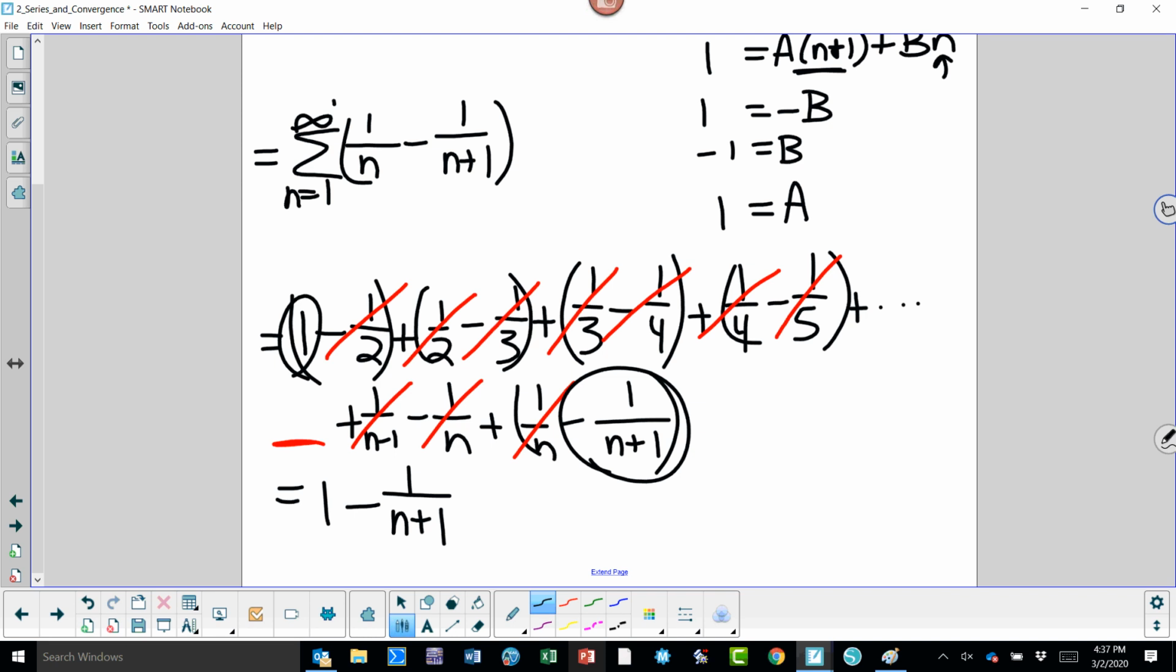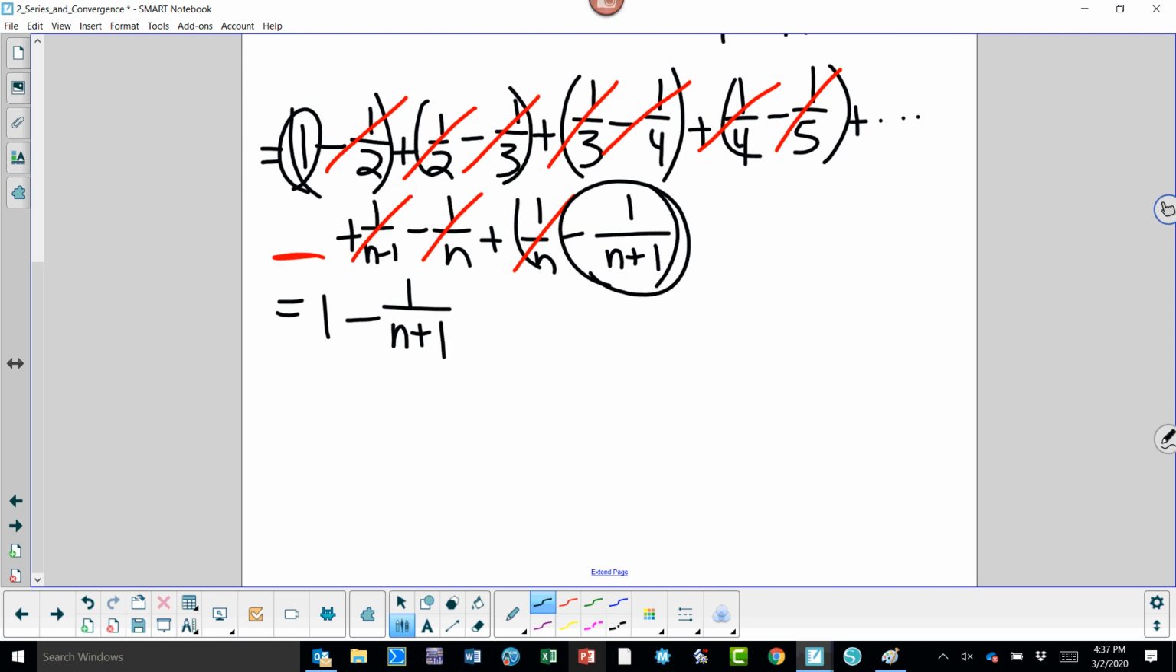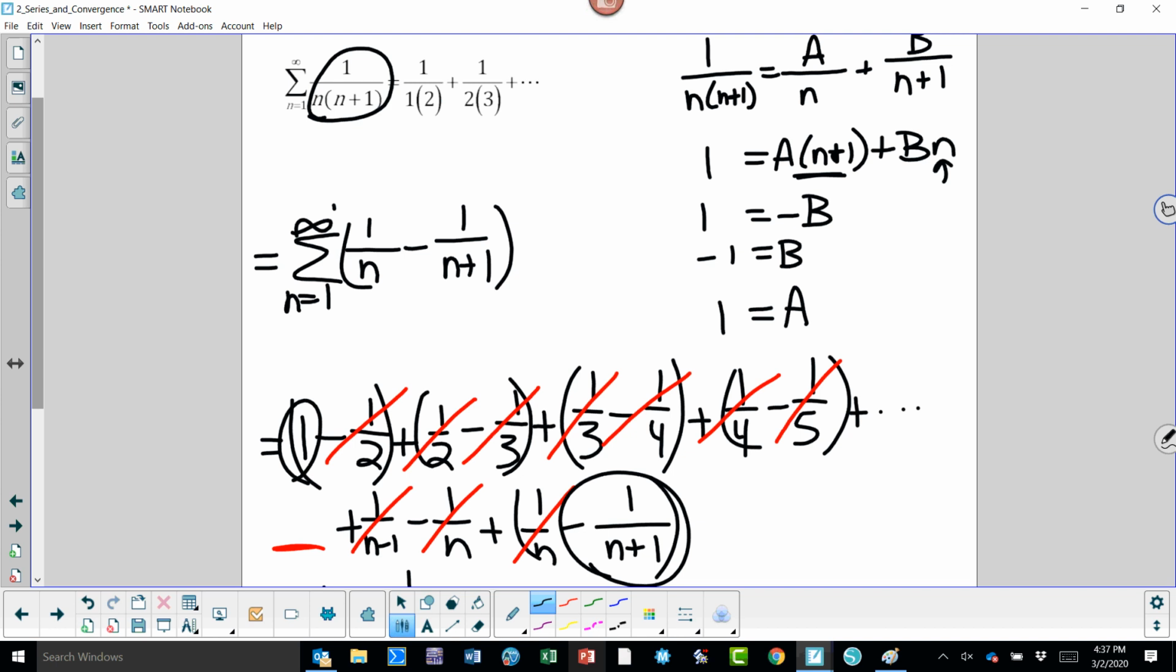So then if I want to know what happens as I go to infinity, I would just need the limit as n goes to infinity of 1 minus 1 over n plus 1, because that's what ended up when I added everything up. And if I go to infinity, then of course I'm just going to get 1. So that means that the sum of this series is 1. And again, only because it's telescoping am I able to do that.